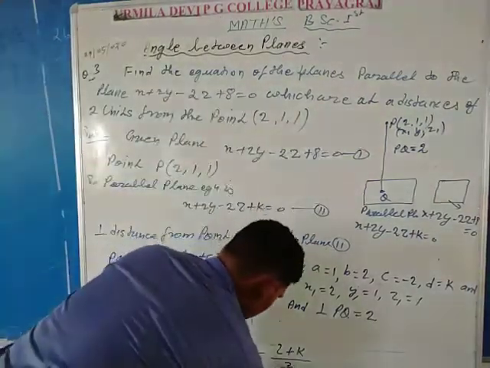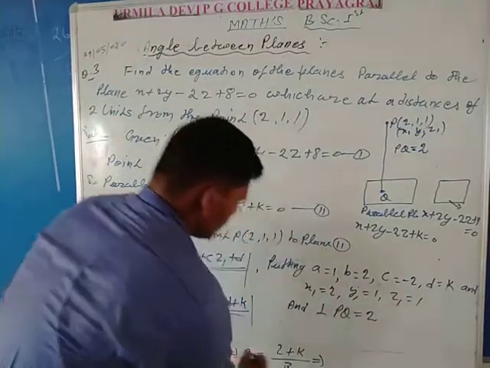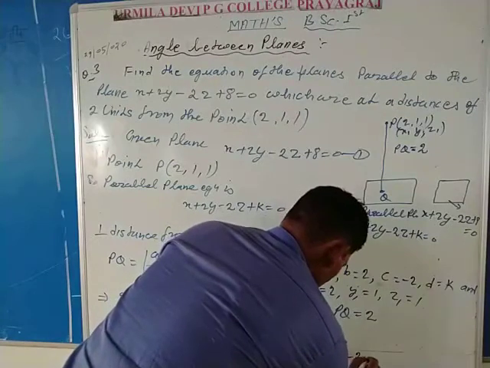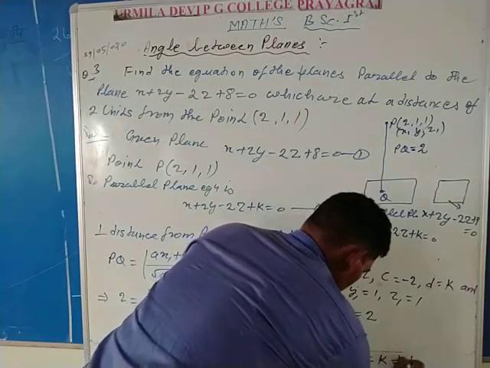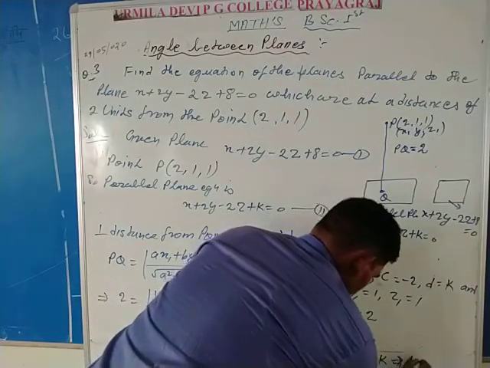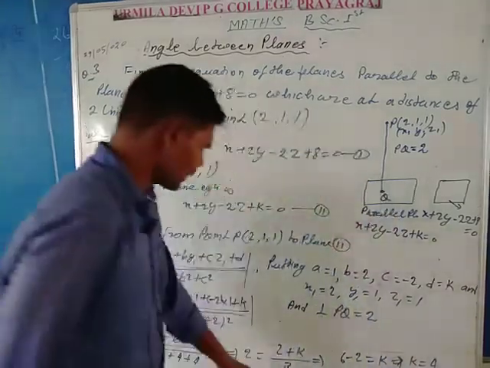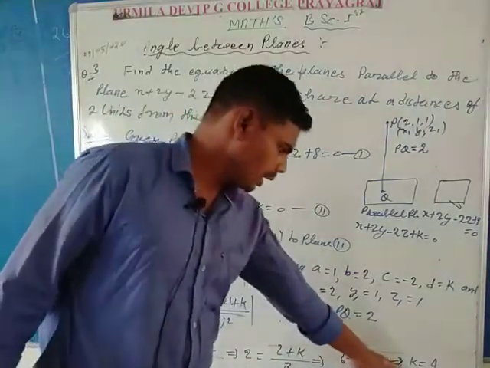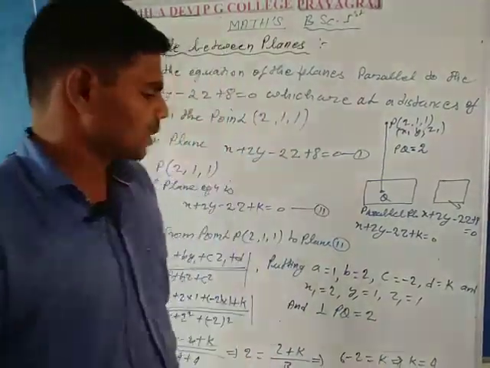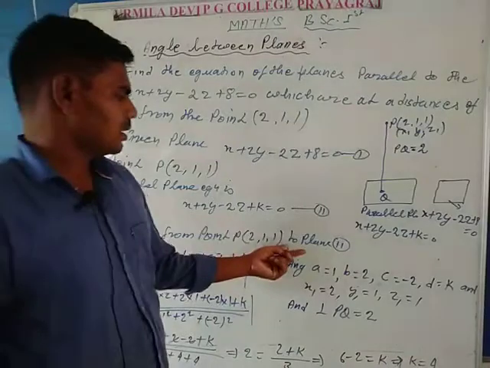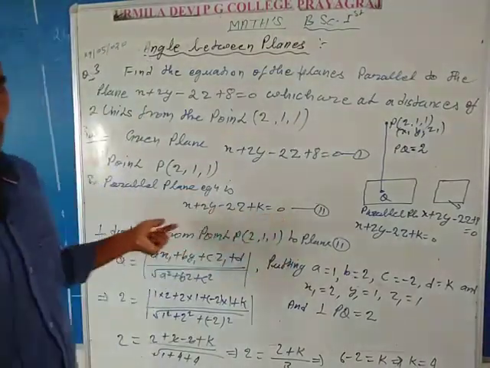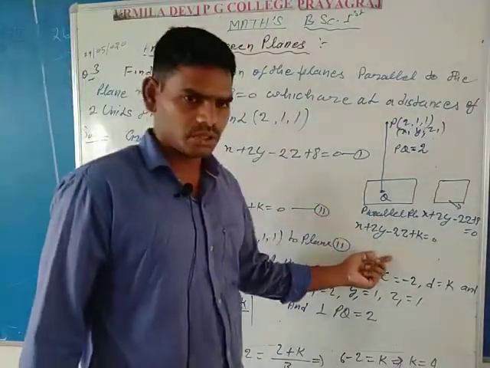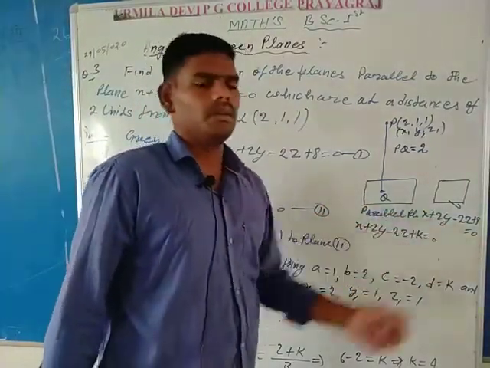So here, simplification of this equation gives 6 minus 2 is equal to k. It implies k is equal to 4, since 6 minus 2 is equal to k. Therefore, k is equal to 4. Putting this value of k in equation second, our required equation is equation second, which means the equation of the plane parallel to the given plane.